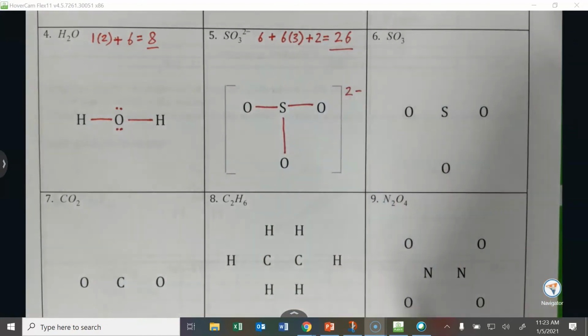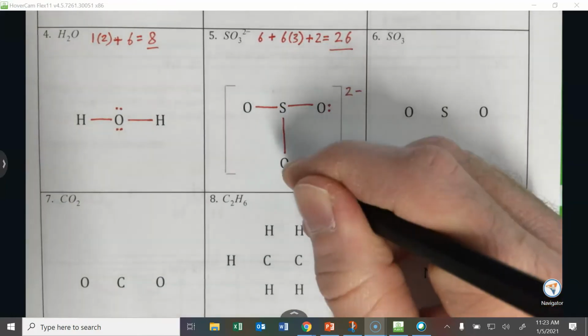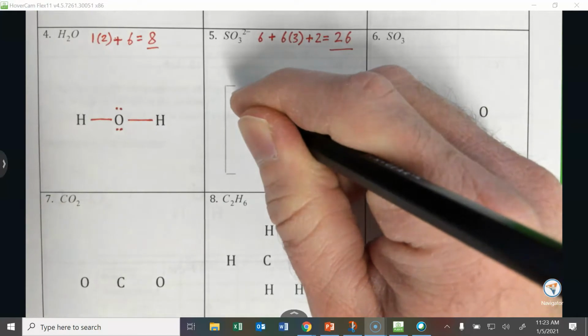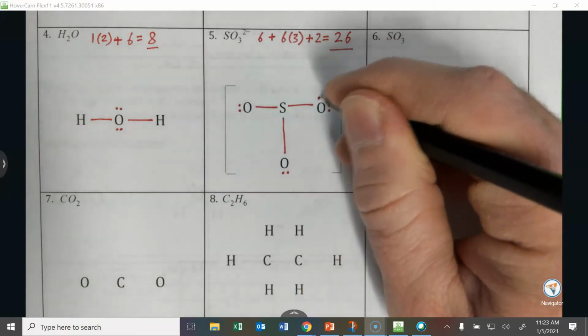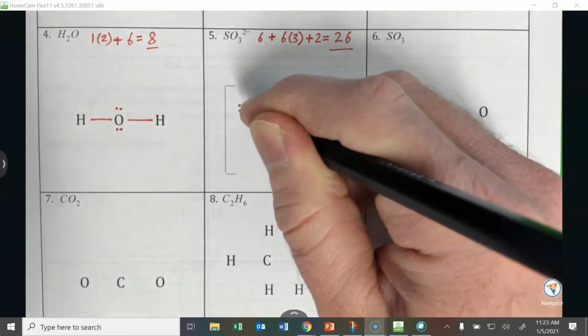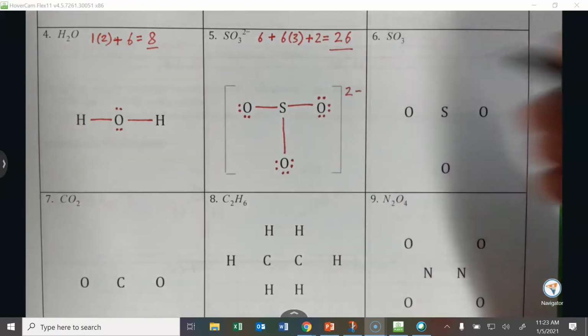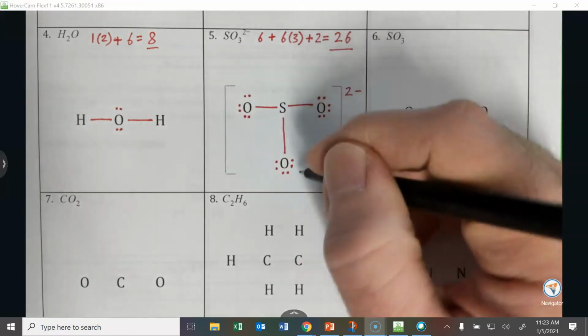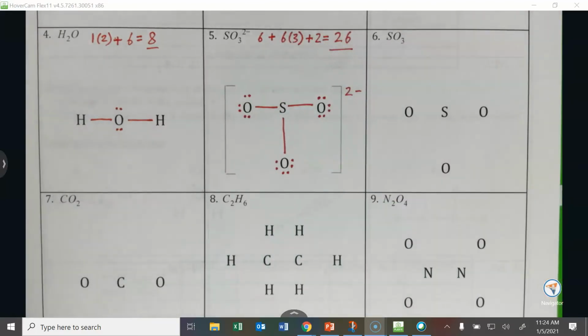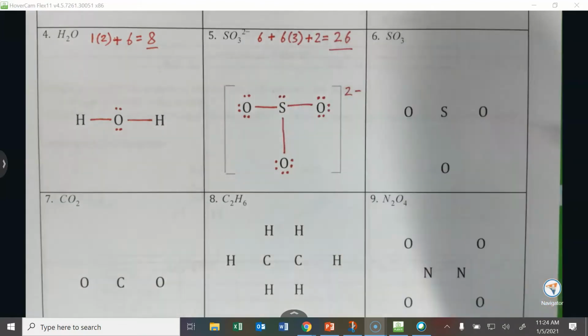That was 6 valence electrons. I've got 20 to go. So that's 6, 8, 10, 12, 14, 16, 18, 20, 22, 24. Now all of my outsiders are satisfied, but I still have 2 extra electrons. Leftovers go on the central atom. So I'm going to move those last 2 electrons to sulfur.